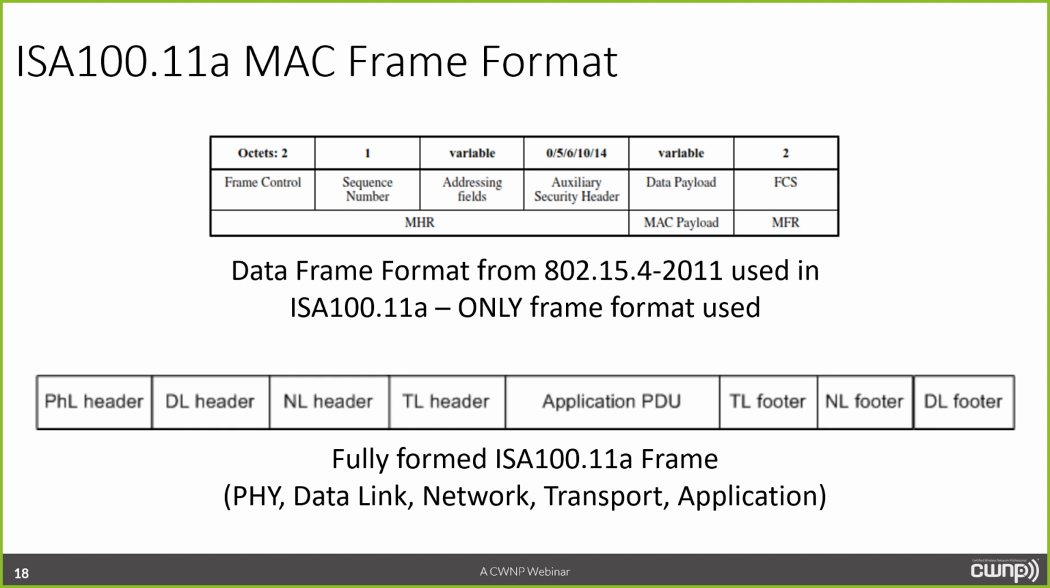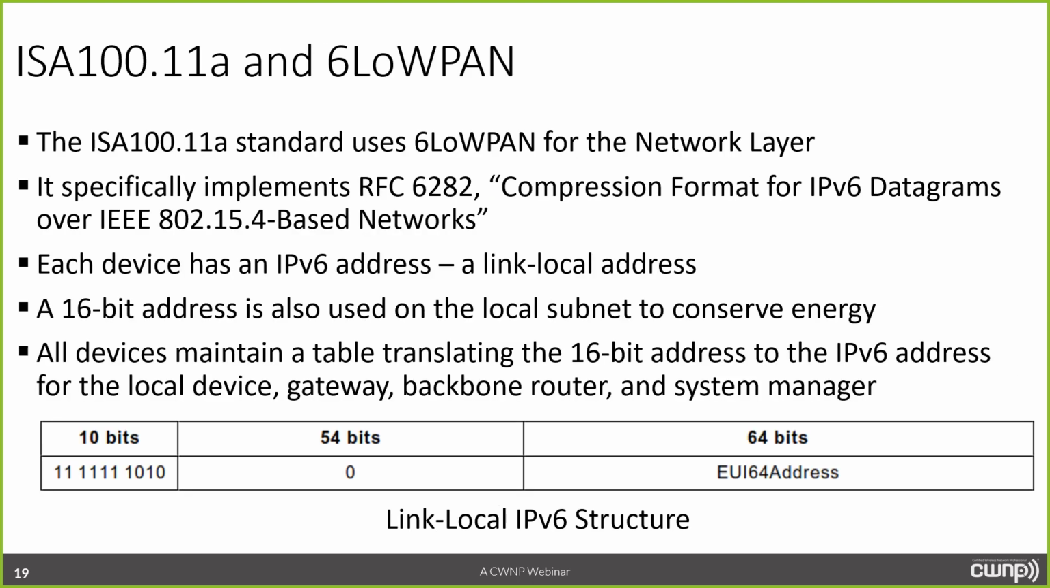So ISA100.11a specifies all these different layers and how they're used. But it's important to know the network layer that it specifies is IPv6. ISA100.11a and 6LoWPAN. ISA100.11a uses 6LoWPAN for the network layer. So 6LoWPAN, if you look at that standard, and we have an entire chapter on 6LoWPAN in the book, it's also part of the certification, CWICP.